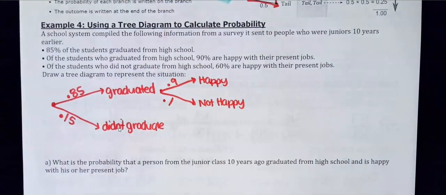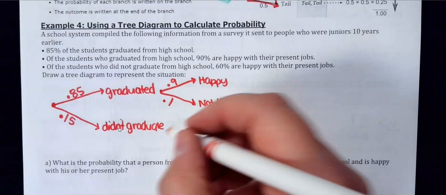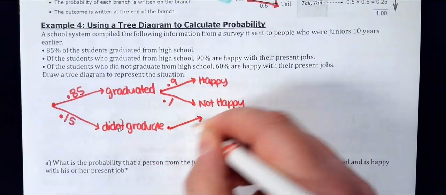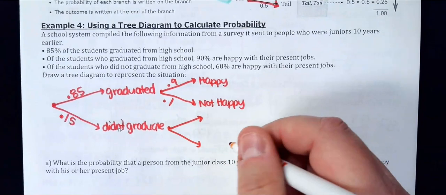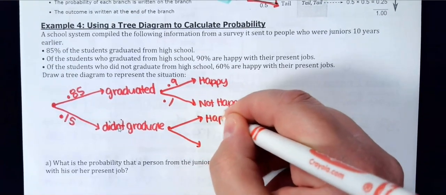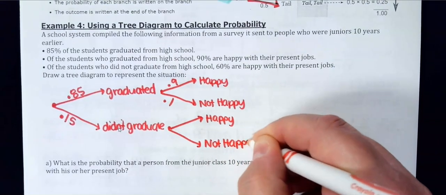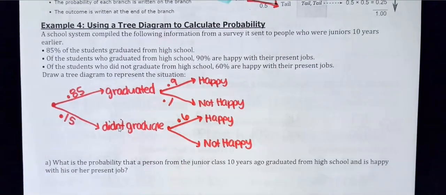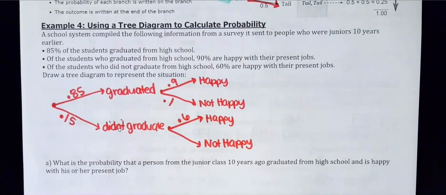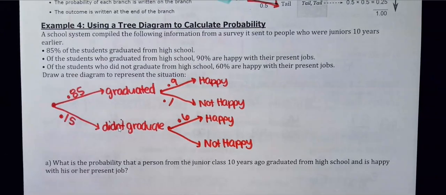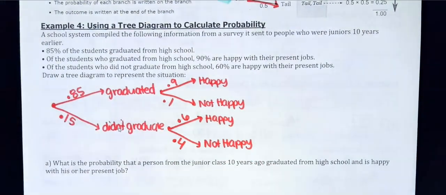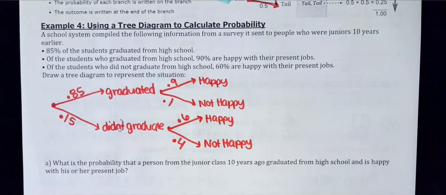Now underneath there's one more bullet point. It says of the students who did not graduate, so we're going to make another little set of branches here, 60% are happy with their current job. So we've got people here that are happy and people that are not happy. 60% are happy with their job. So what percentage of people here would not be happy with their job? 0.4. Whenever you have two branches that come out of the same starting place, they have to add up to 1. So 0.6 and 0.4 add up to 1. 0.9 and 0.1 add up to 1. 0.85 and 0.15 add up to 1.